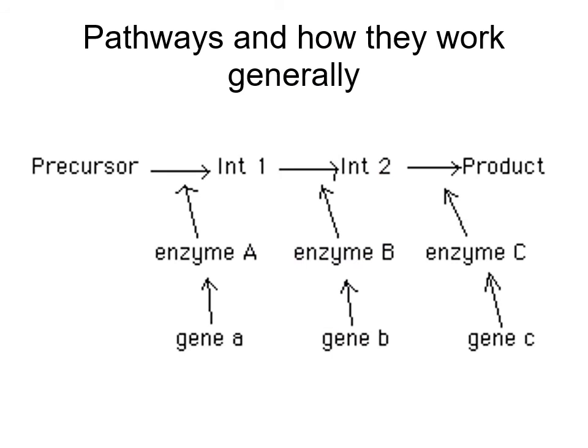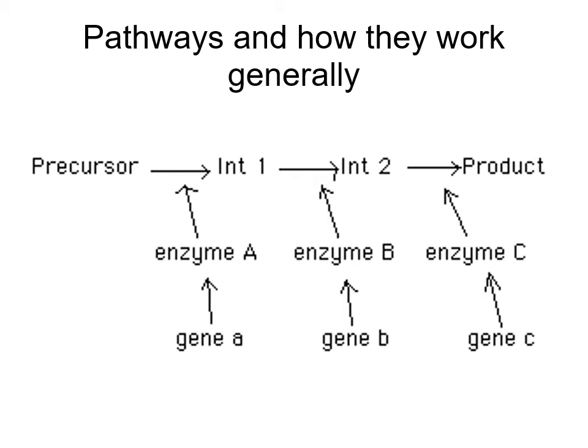Okay, so the idea is in pathways, you generally have a precursor, a series of intermediates that are acted upon by enzymes in sequence. So in this particular theoretical example, we have gene A encodes enzyme A, and its job is to convert the precursor to an intermediate. Then we have gene B, enzyme B, which takes that intermediate and converts it to the next one. And again, gene C encodes enzyme C, and that produces the product.